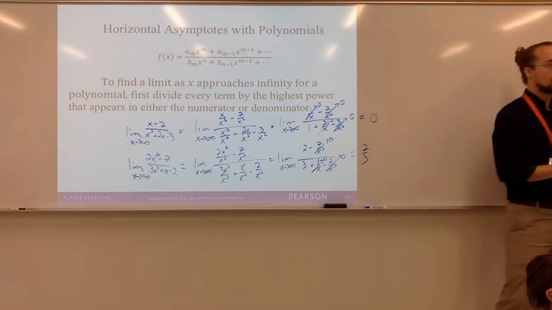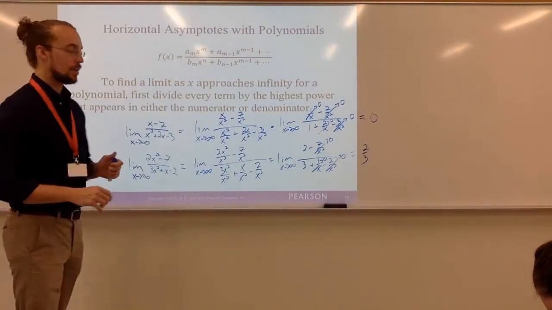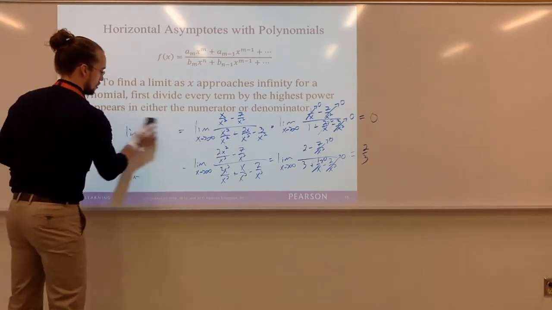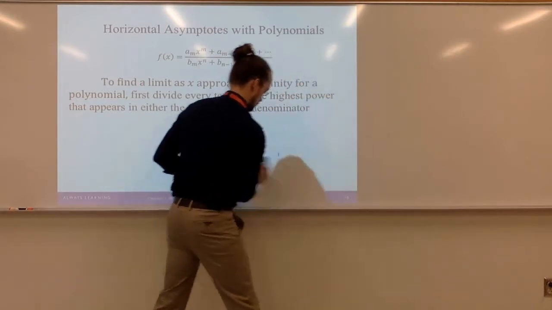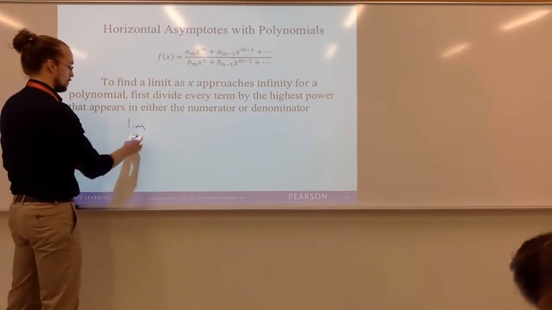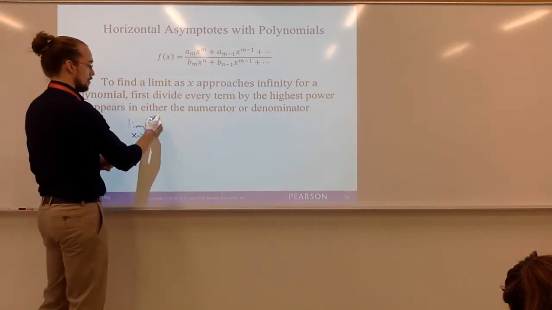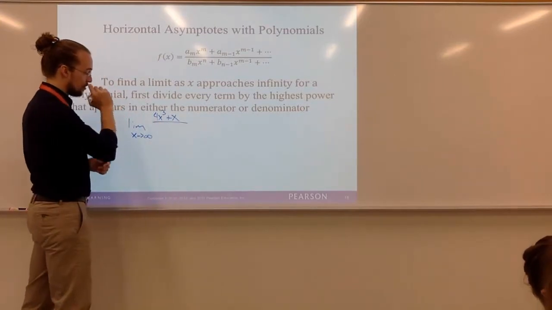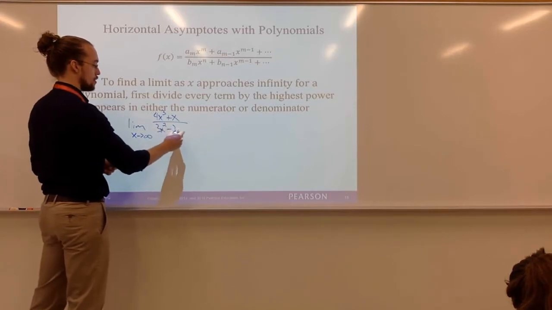Did we get 2/3 for that one? Okay. Feeling okay with this process so far? Alright, so let's do one more example here. I'm going to erase these. Alright, how about the limit as x approaches infinity of 4x cubed plus x over 3x squared minus 2x plus 1.